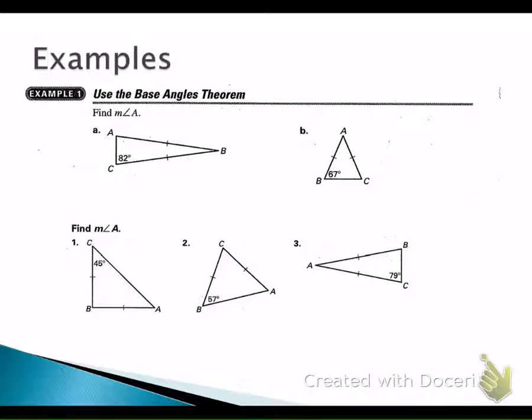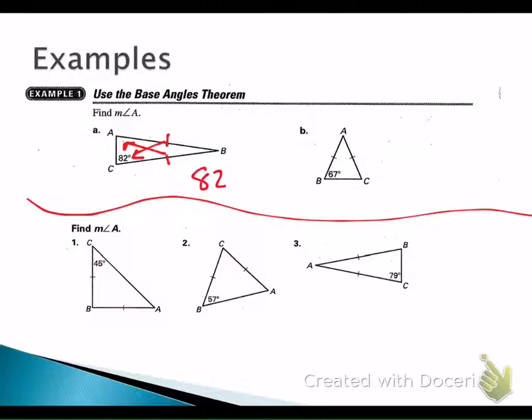I am going to do the top 2, then we're going to do the bottom 3 together. So we are trying to find the measure of angle A. Do you see these sides are labeled as being congruent? If the sides are congruent, the base angles are congruent. So those 2 need to match. So what's the measure of angle A? 82 degrees. Good.